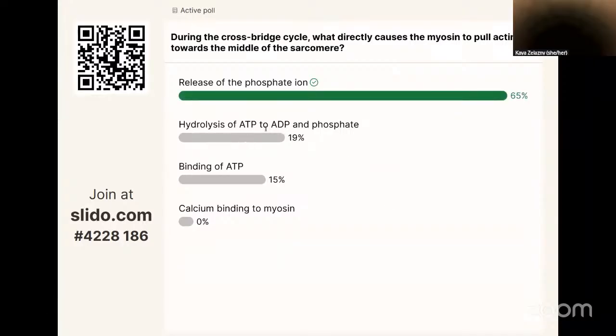And this hydrolysis earlier on was necessary for getting energy for the cross-bridge cycle as a whole, but this happened a little bit earlier. This happened earlier on in a previous step as we're setting ourselves up to start the cross-bridge cycle. And then the binding of the ATP happens after our power stroke.